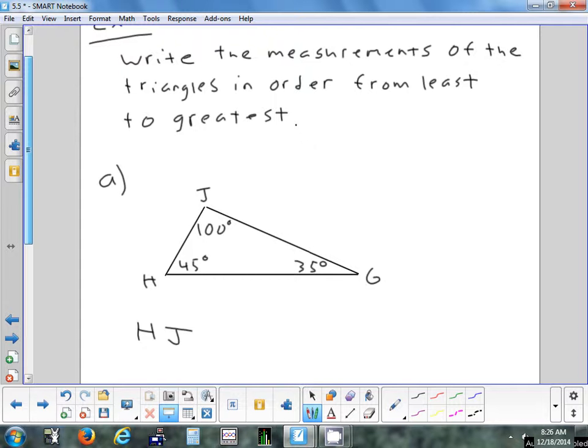All right, so we get side HJ is the smallest. You know what, let's write it as a segment. Segment HJ. What's the next largest side? JG. Yep, JG. And finally, who can tell me the largest side? Yeah, HG. Okay, so here's the sides.